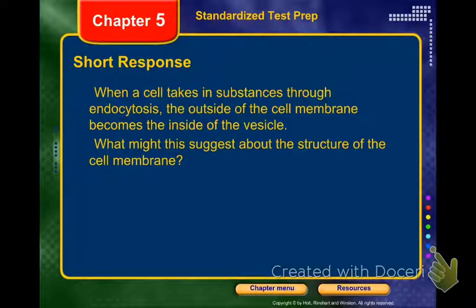Okay, here's a short answer question. When a cell takes in substances through endocytosis, the outside of the cell membrane becomes the inside of the vesicle. What might this suggest about the structure of the cell membrane? Think about the structure of the cell membrane, what you remember.